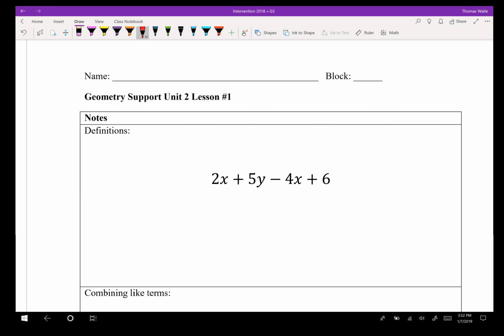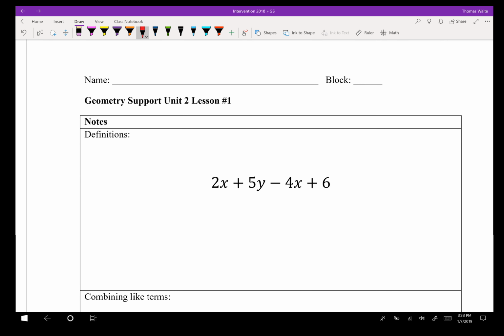All right, let's first think about these definitions. If I look at this expression here, we're going to first define that to be an expression. So an expression has a bunch of different parts. We want to give specific names to them so we can talk about them and refer to the individual pieces. The first part we're going to talk about are called the coefficients.